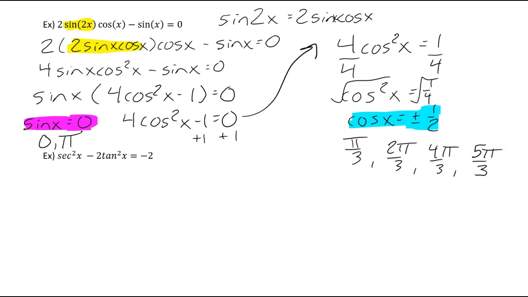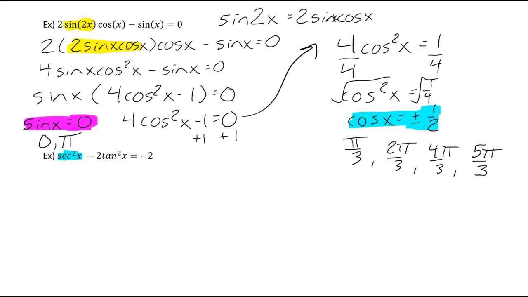So you have to include all of those values and put them in there when you're doing your MyLabs Plus work. Okay? And then finally, our last example for this video is secant squared x minus 2 tangent squared x equals -2. Now there's a lot of squareds here. These are not the same values, so we can't just put them together.